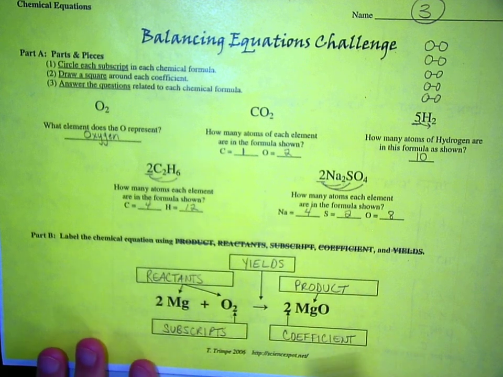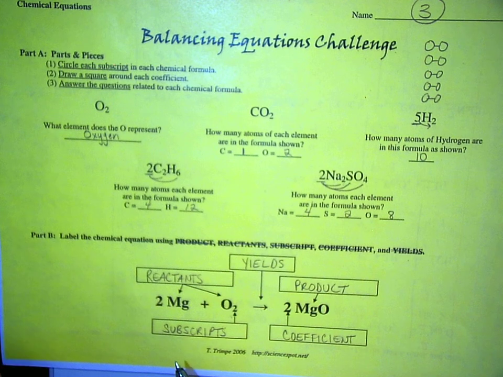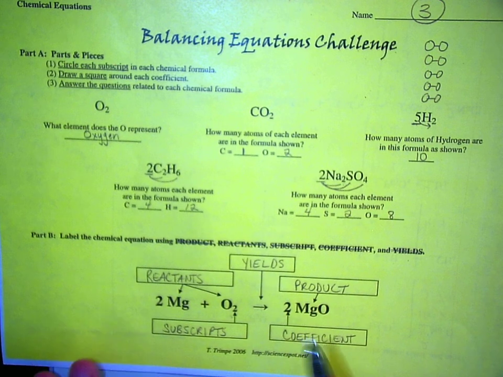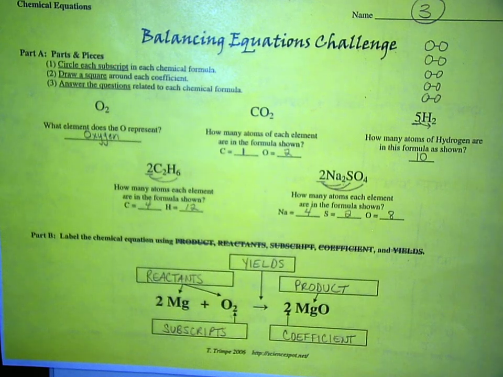So in balancing, basically what we have to figure out is that the number of atoms that go into the reaction have to be the same number of atoms that come out. Although they may be rearranged and look different, the number of atoms has to be the same. In balancing, we have to look at the subscripts and coefficients. Subscripts we cannot change, but our coefficients we can adjust to work out the math to make sure they're balanced. So we're going to go ahead and get started.